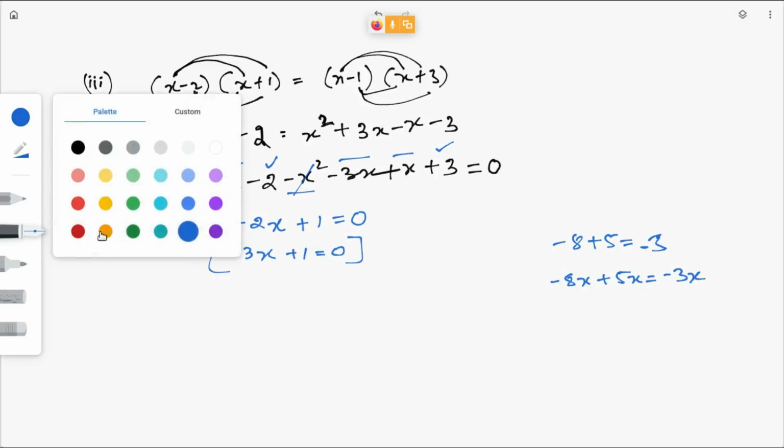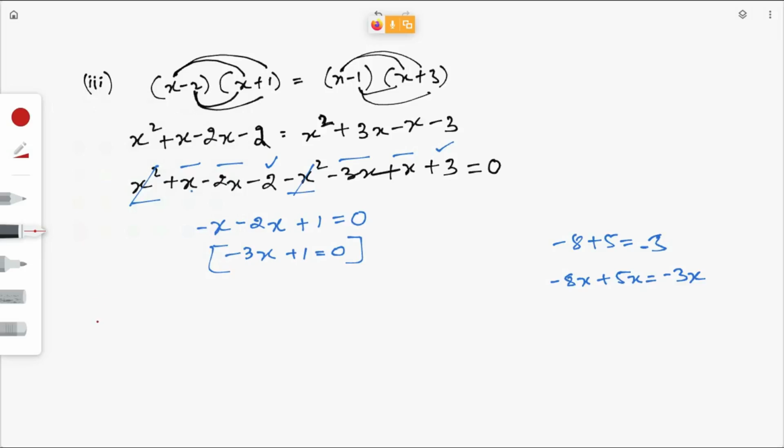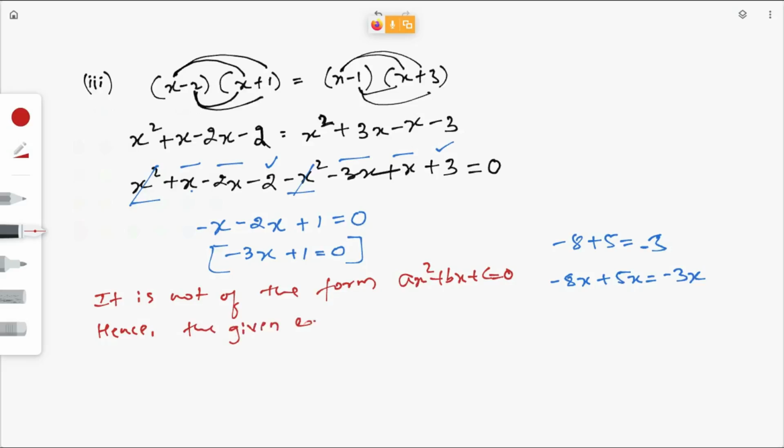Okay, it is not of the form ax square plus bx plus c is equal to 0. Hence the given equation is not a quadratic equation.